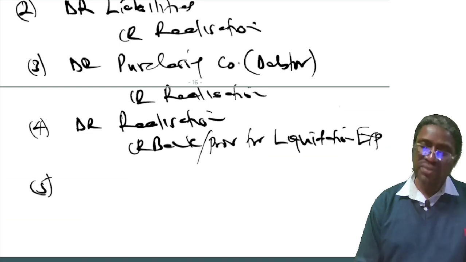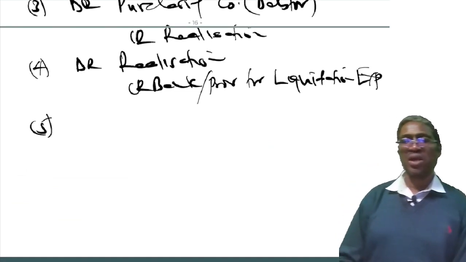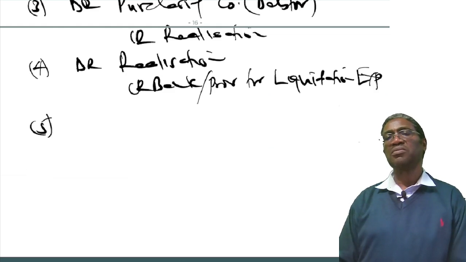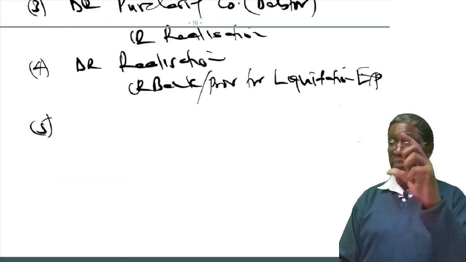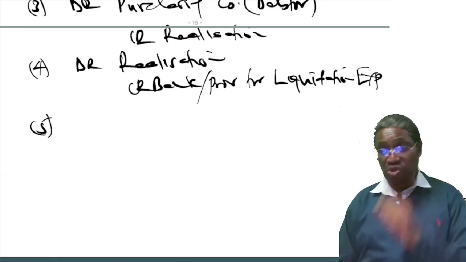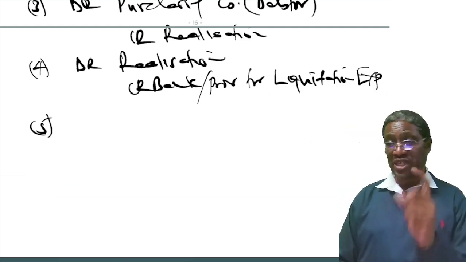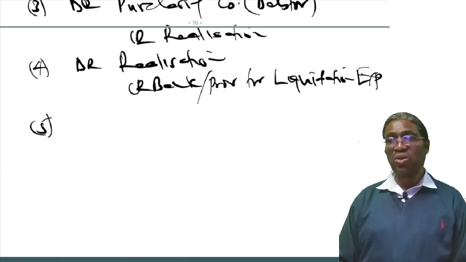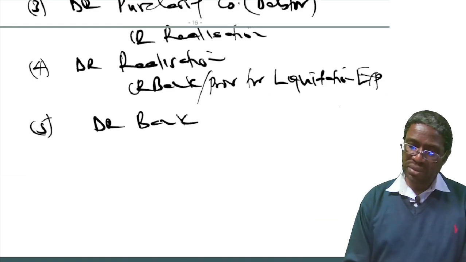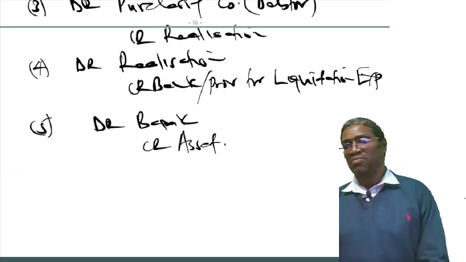Number 5, with any assets not taken over by the purchasing company, but sold by the selling company. Debit bank, credit asset.